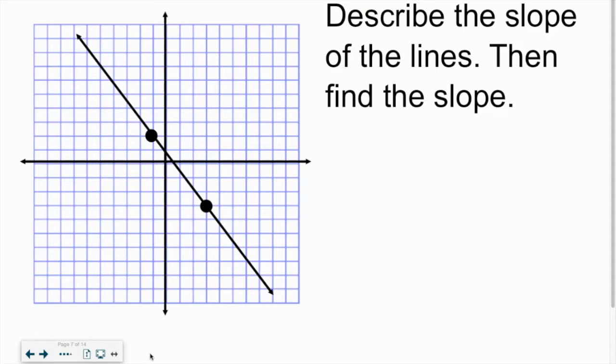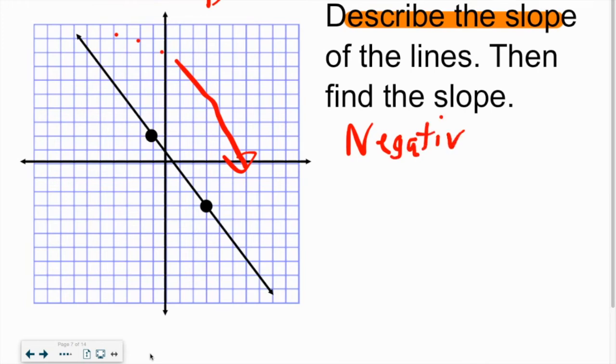Here we go again. Describe the slope. Mr. Slope Man, going from left to right, you'll see that he's going to journey down, which means we're going to have a negative slope. If it says to describe the slope, describe it. Your options are positive, negative, 0, or undefined. Then it says to find the slope.